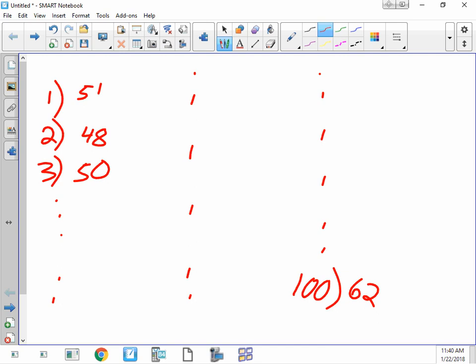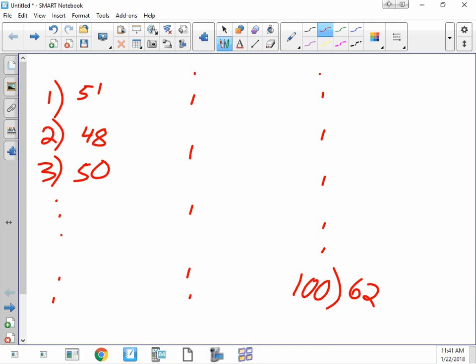1% of them, and how many games are there? 100. 1% of 100 is 1. We would expect one person to get 60. If 100 people tossed a coin 100 times, one person should get 60. Okay, would it be exactly 1? It could be 0, it could be 2, it could be 3, but the more you play, the more you're going to get closer and closer to 1%.